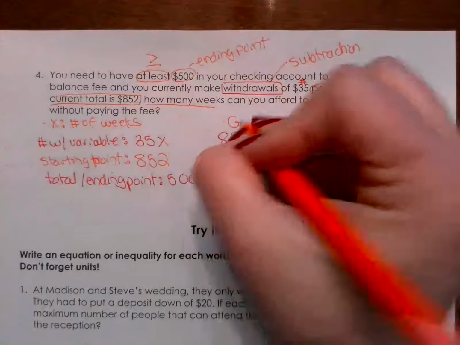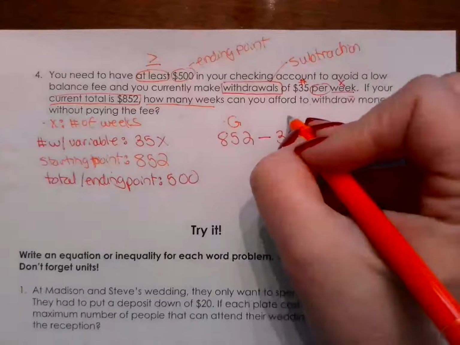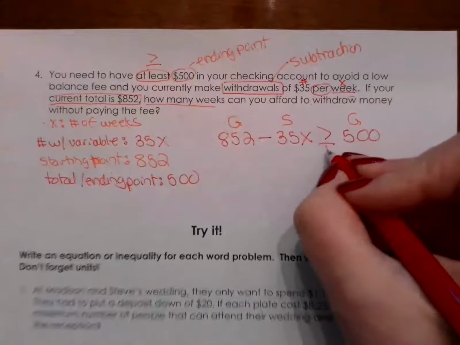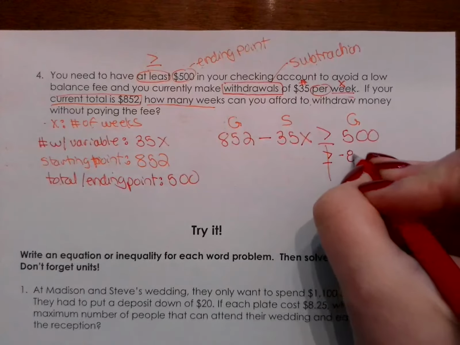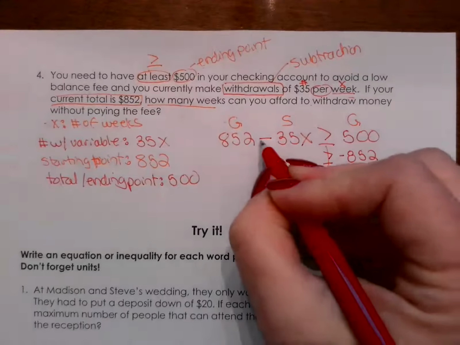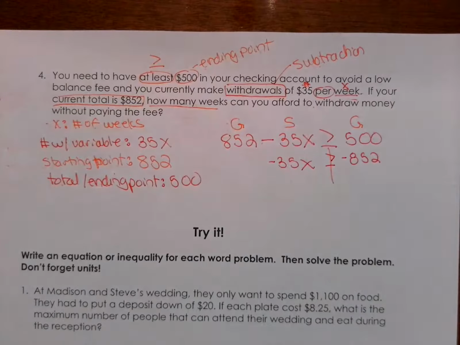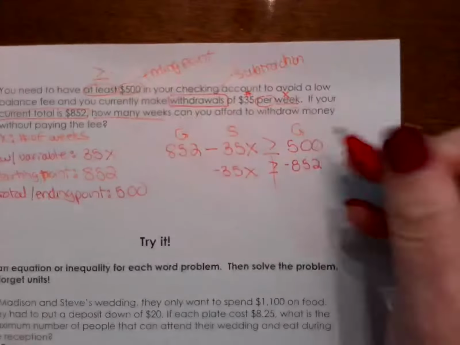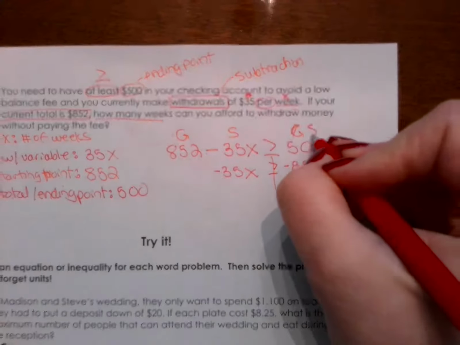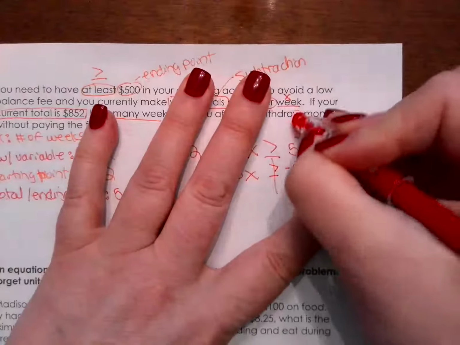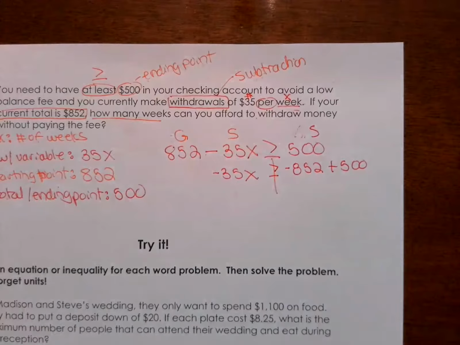So this now will go. I'm normally used to saying stay first. This will stay, and this will go. 852 will go as negative 852. Negative 35x will stay as negative 35x. And I wrote go for some reason. This will stay as positive 500. I'm just going to erase that G. I don't know why I wrote a G there.